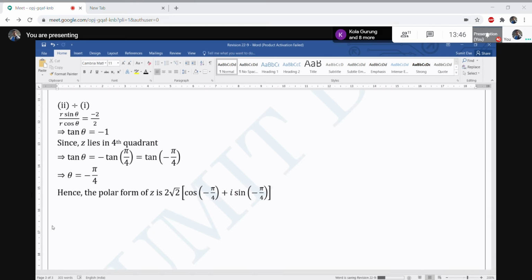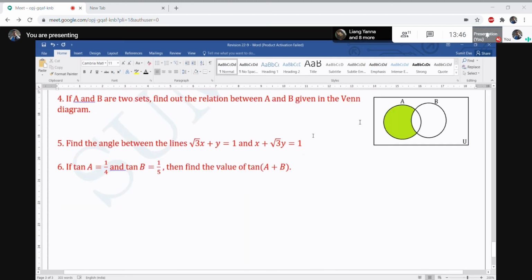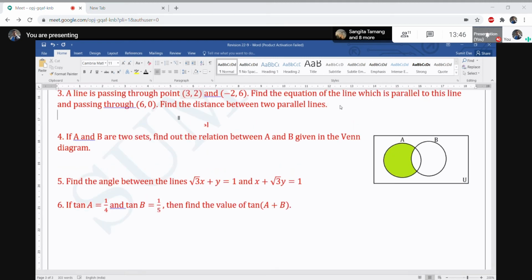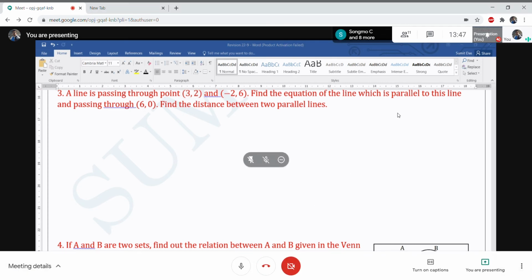Then question number 3, did anyone do it? I don't think you are practicing more and more, because this is a very easy question. Did anyone do question number 4? Question number 3.